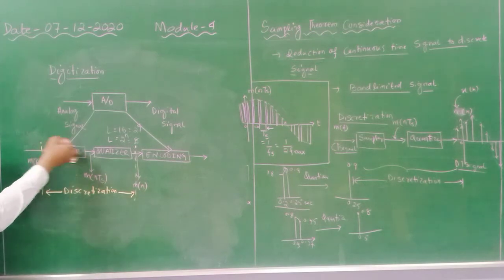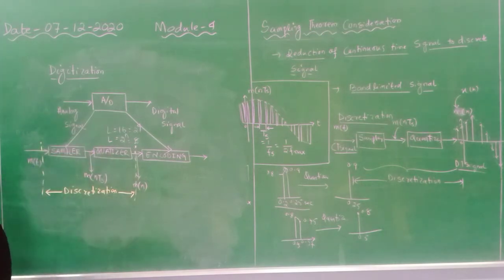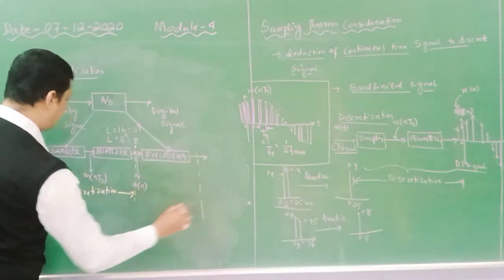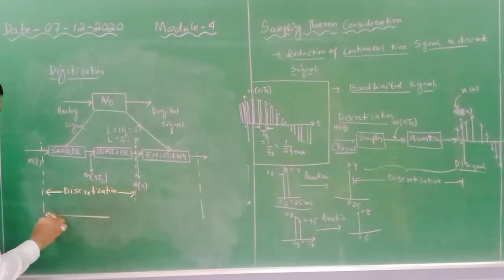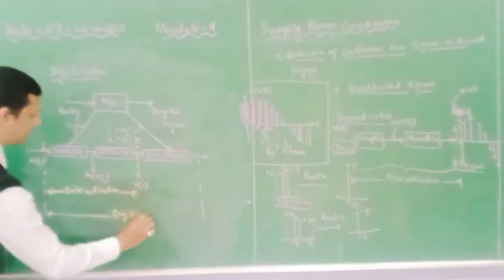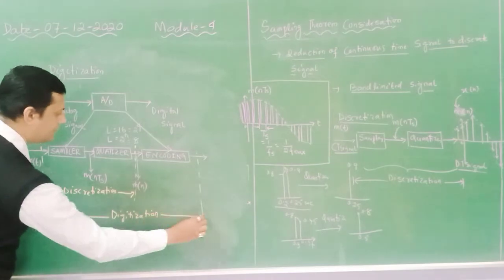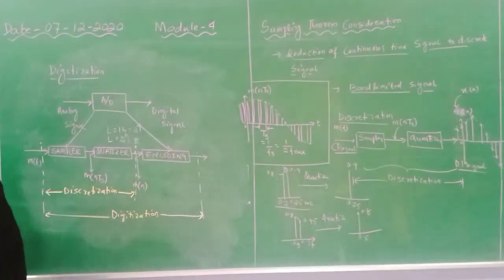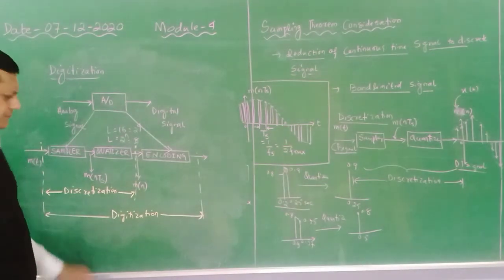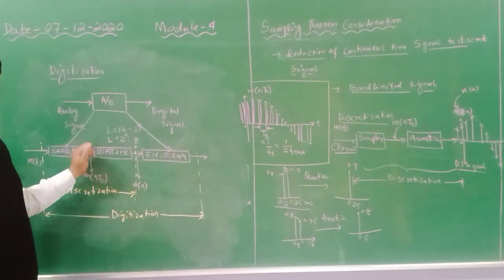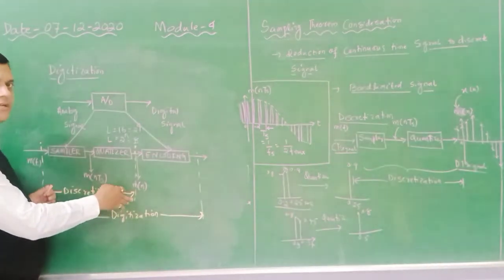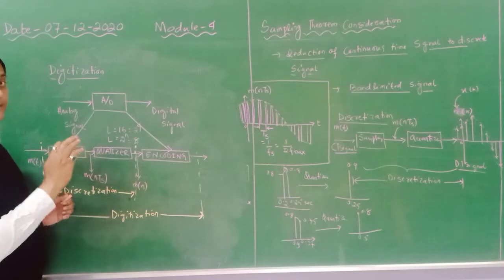Means sampler followed by a quantizer. But if I consider from here to here, this particular position, then I will say it is called digitization. So discretization is having two steps, digitization is having three steps. Discretization: sampler followed by a quantizer, you will get your discrete signal. So that whole process is called a discretization process.